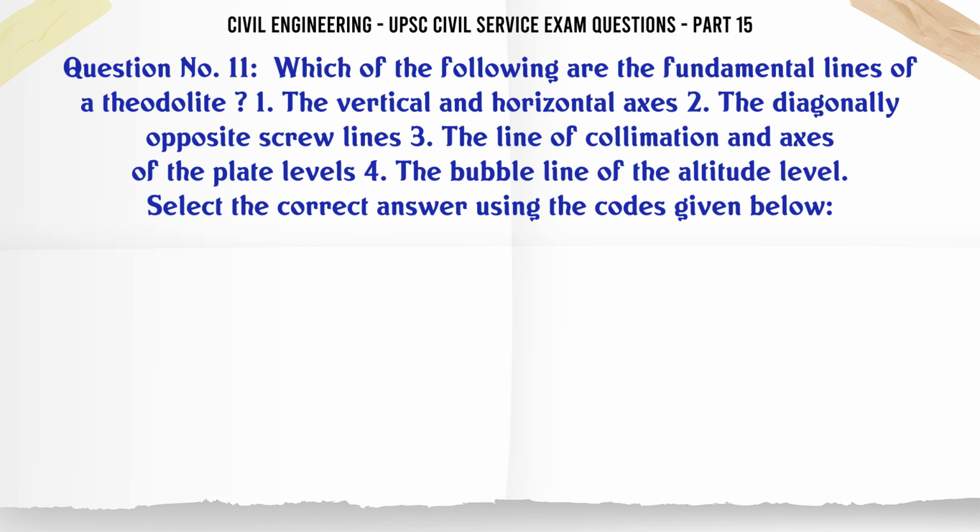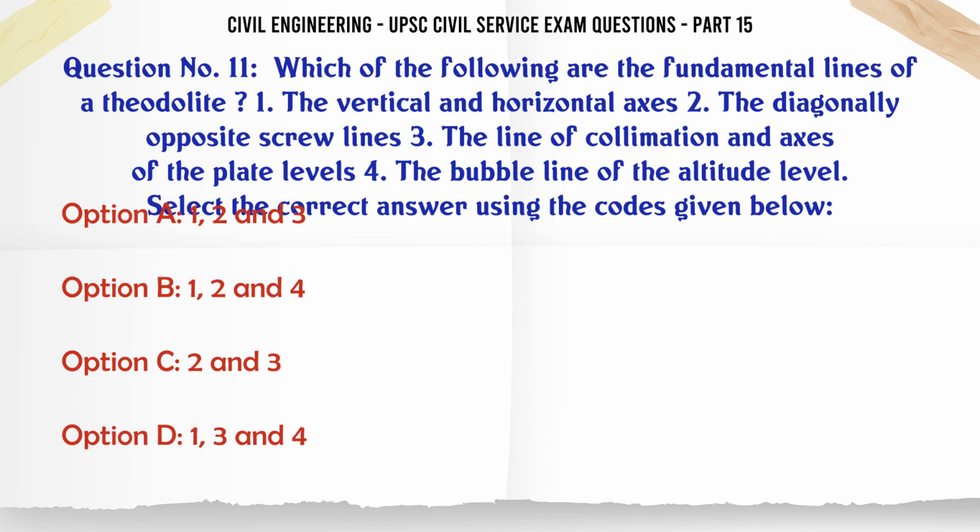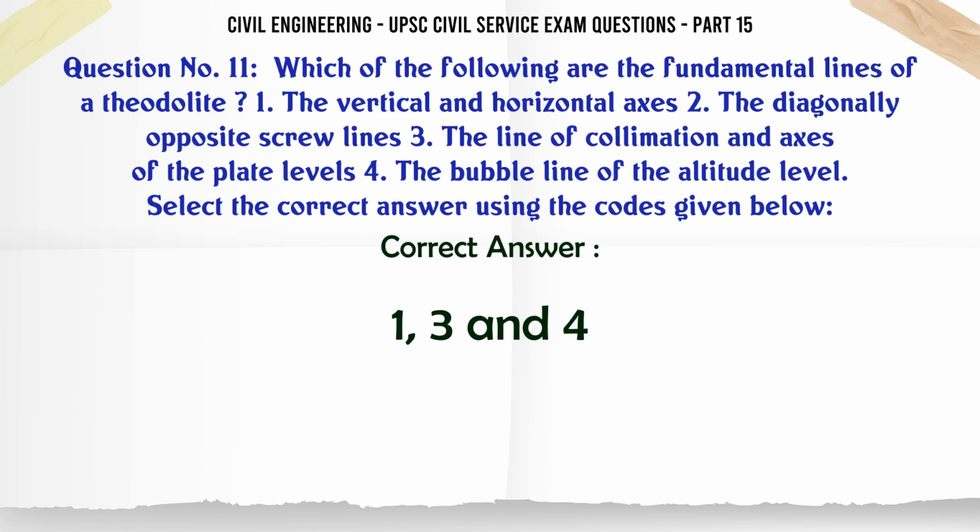Which of the following are the fundamental lines of a theodolite? 1. The vertical and horizontal axis. 2. The diagonally opposite screw lines. 3. The line of collimation and axis of the plate levels. 4. The bubble line of the altitude level. Select the correct answer using the codes given below. A. 1, 2 and 3. B. 1, 2 and 4. C. 2 and 3. D. 1, 3 and 4. The correct answer is 1, 3 and 4.